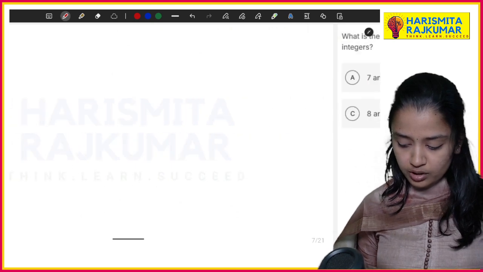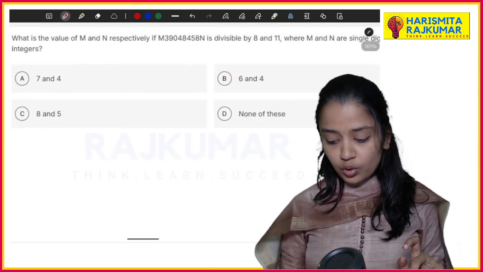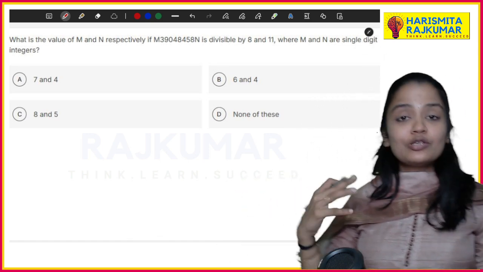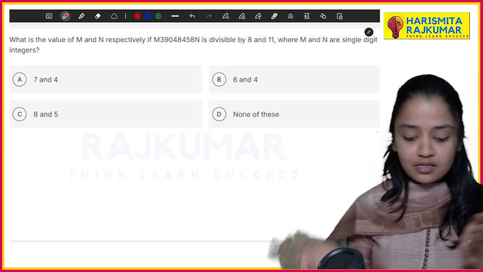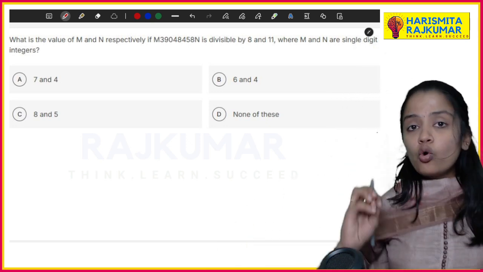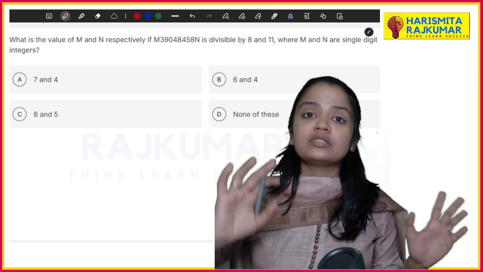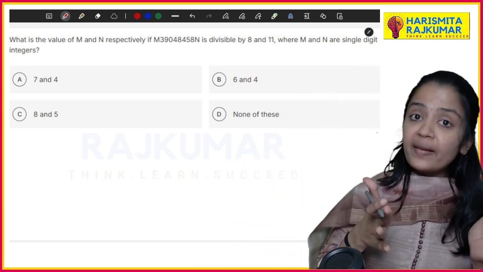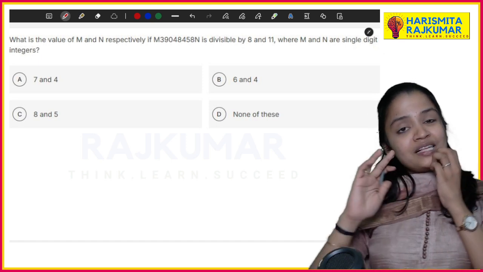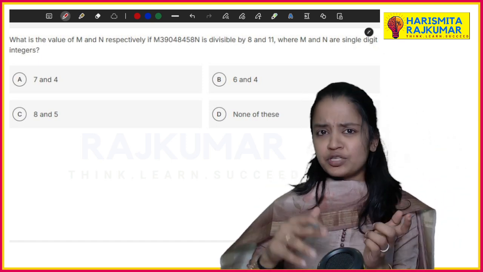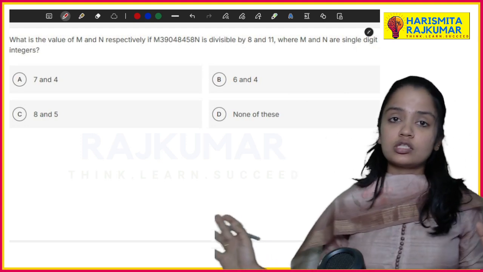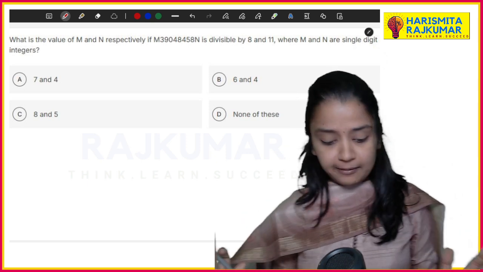Now let's go to the next sum. Here, what is the value of m and n? Which topic does it come under? This topic comes under divisibility, and those who haven't understood the questions or sums, kindly go check my video which has the theory part. Then solve its problems, which is the next immediate video. Then come to this video, so you'll understand really well.